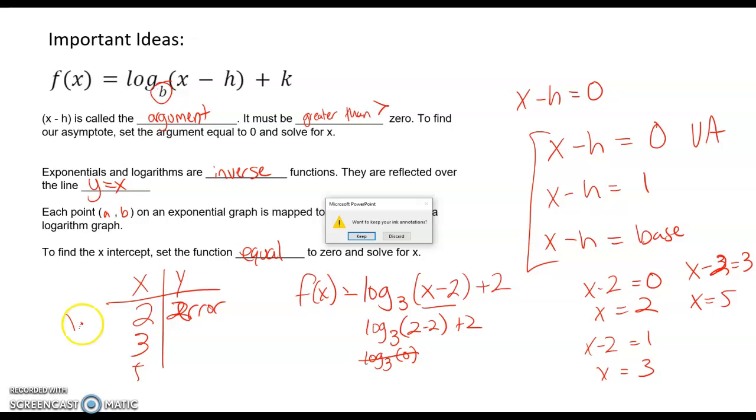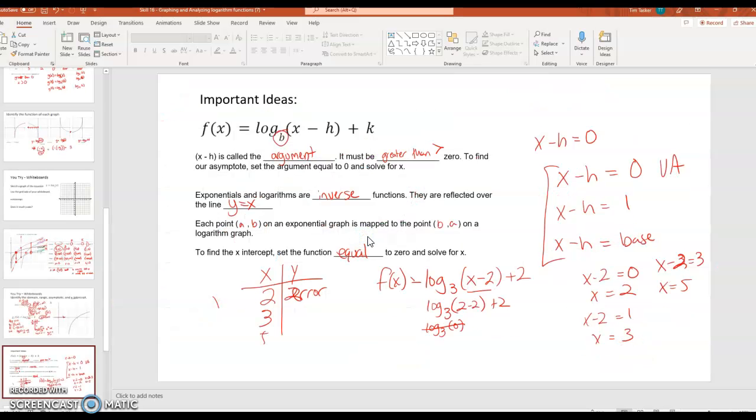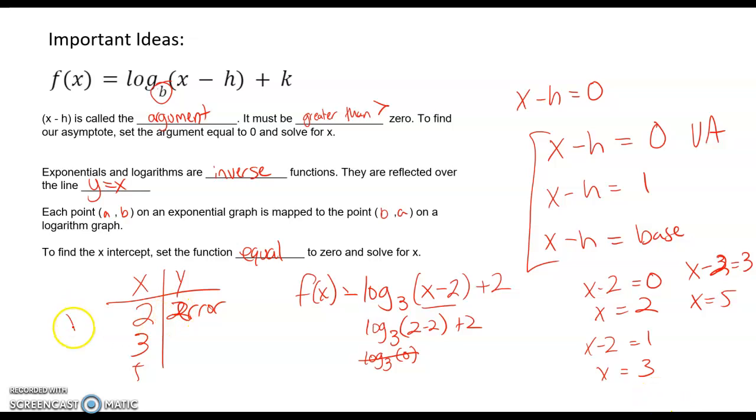This is my VA right here. Sorry, we can fix this. It's not 2, it's an error. This is our VA. This is where we get to, but we never reach. So we're going to draw on our graph. I'm going to go over to 2 right here, and this is my dotted line.